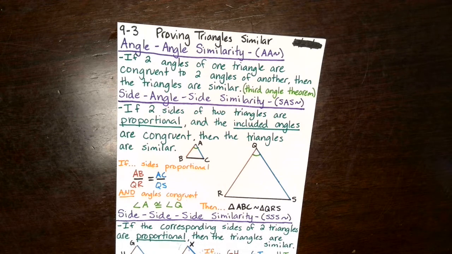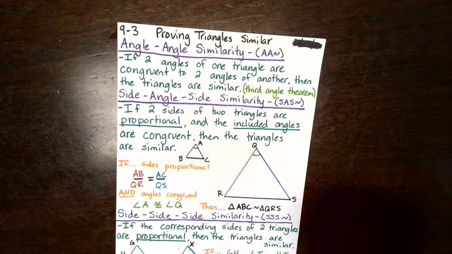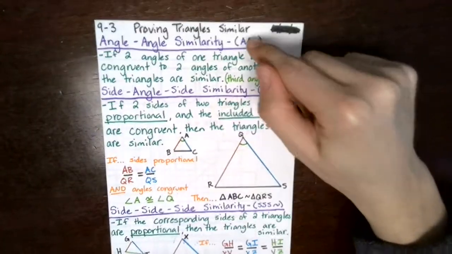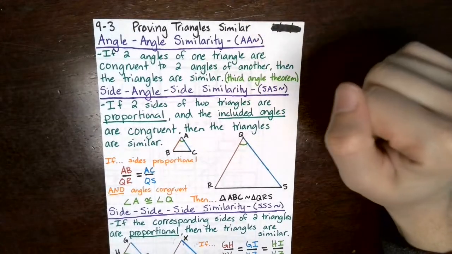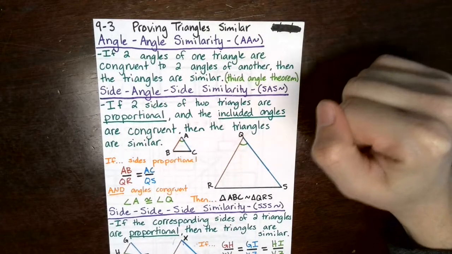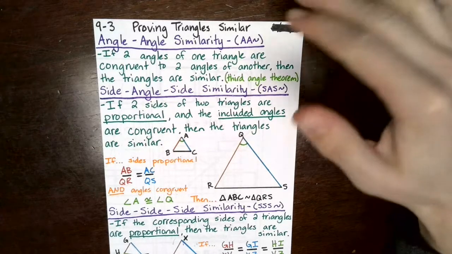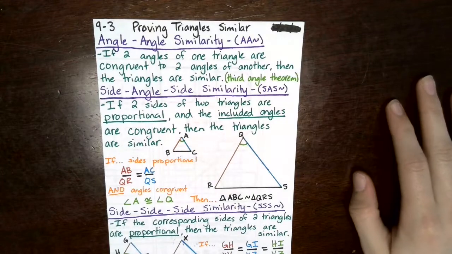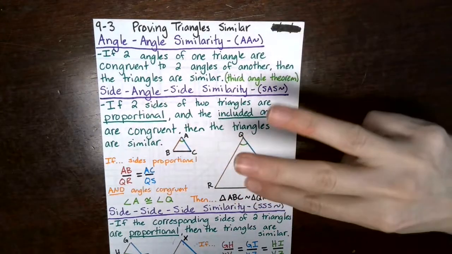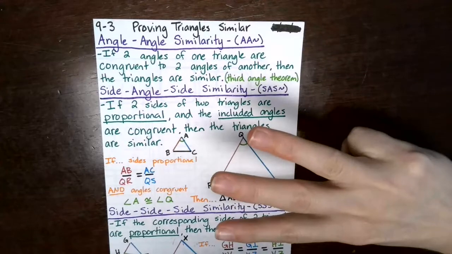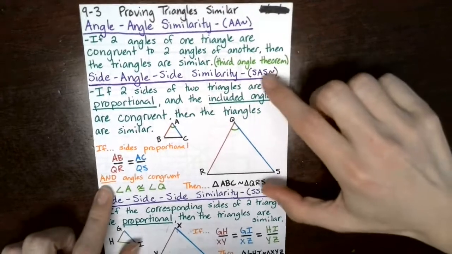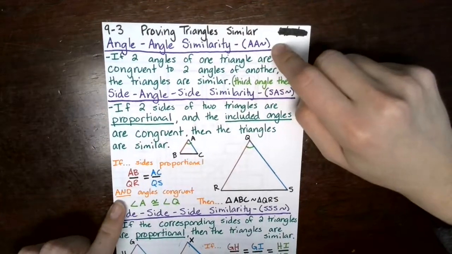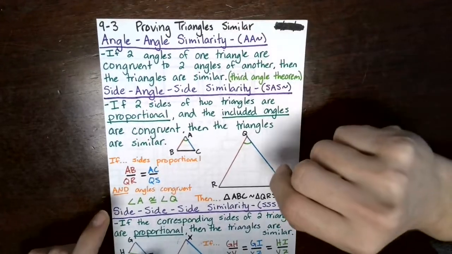Okay, so for 9-3, proving triangles similar, there are 3 ways to prove triangles similar, and this is different than proving triangles congruent. If you remember in chapter 4, or topic 4, we learned about 5 different ways to prove triangles congruent, and I have a poster about that on the posters page. But now there are 3 ways to prove triangles similar. Some of these are very similar to proving triangles congruent, and one we couldn't use to prove triangles congruent because it only proves them similar.